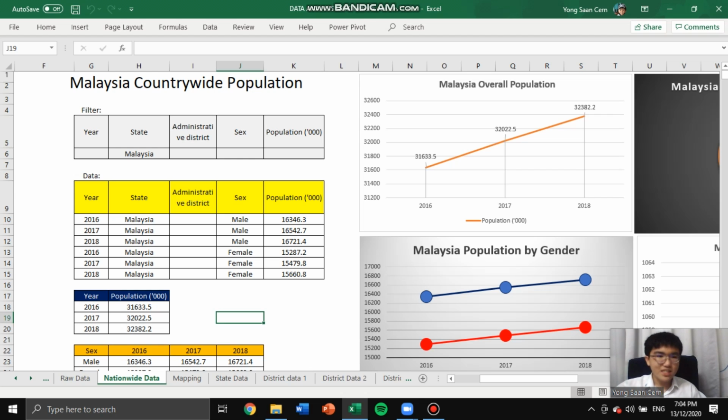You can see from this line chart here that the trend of the population is steadily increasing. It is slowly increasing.